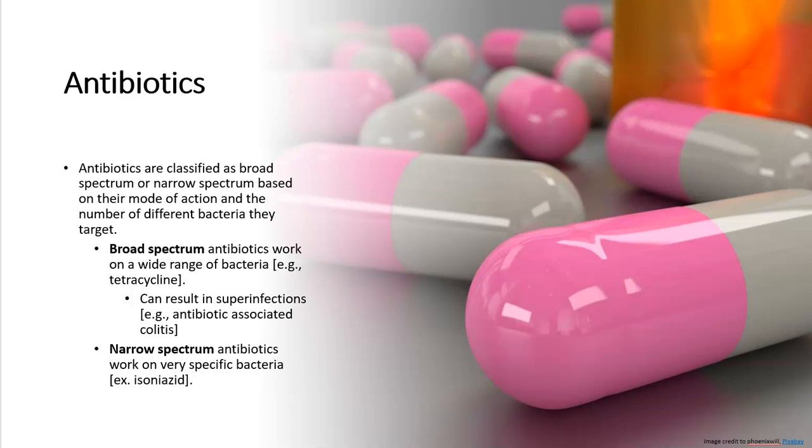Narrow-spectrum antibiotics target a specific type of bacteria. So in order to effectively use a narrow-spectrum antibiotic, you have to know what bacteria you're infected with to make sure you prescribe the appropriate one. A lot of times broad-spectrum antibiotics are used when the exact causative agent isn't known, and it doesn't necessarily need to be known because broad-spectrum antibiotics can target a wide range. But a narrow-spectrum drug would just target a specific type of bacteria. For example, isoniazid is an antibiotic that's used to specifically target Mycobacterium tuberculosis, which causes TB. So you'd have to actively be infected with that bacteria for that antibiotic to be effective.